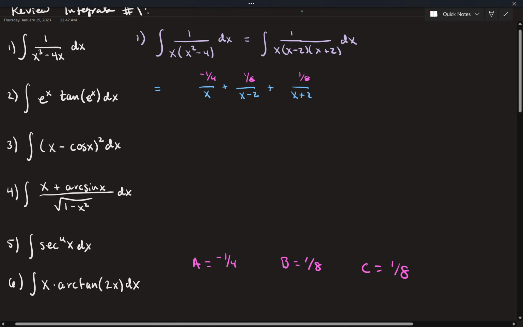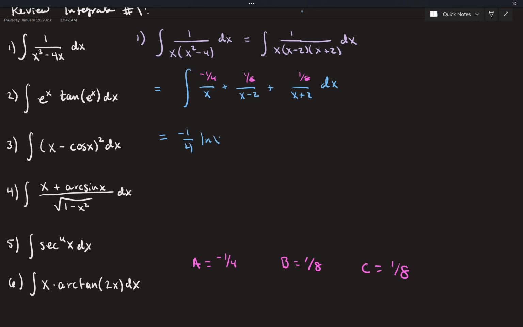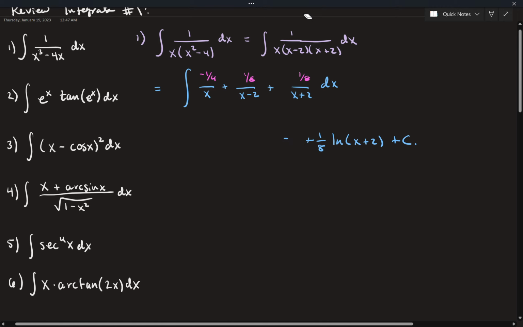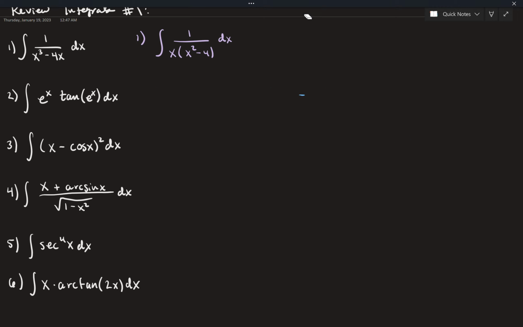So instead I have to do that integral. And now I can just do those separately. It's negative a quarter ln x plus 1/8 ln x minus 2. And then I've got an eighth ln x plus 2. Plus C, and that's it. Then we'll go ahead and do the second one.